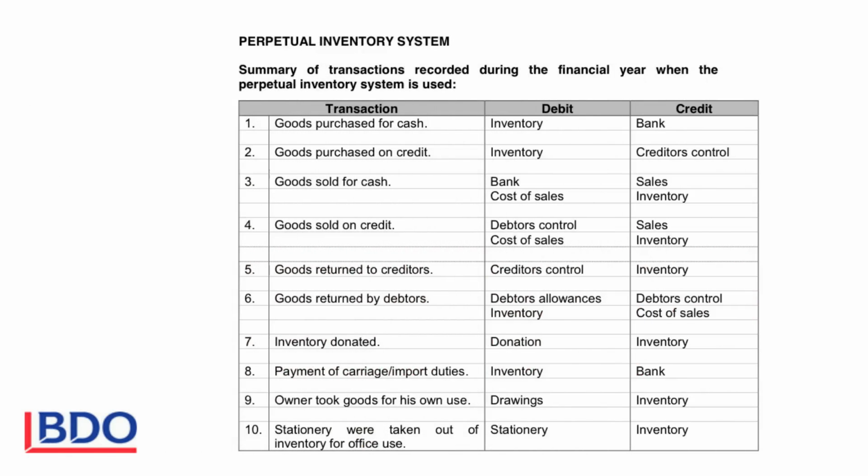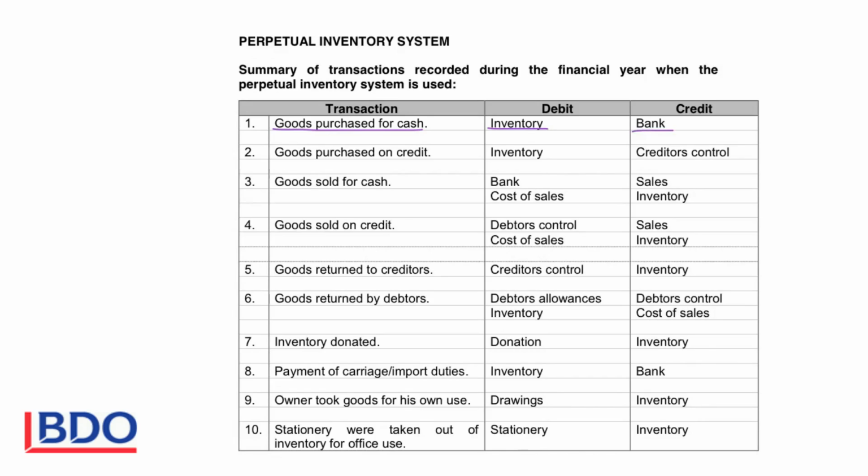Good morning. We will pay attention to the perpetual inventory system today and determine how the different transactions are recorded when the perpetual inventory system is used. If goods are purchased for cash, it means that we will increase inventory because in the perpetual inventory system, you use an inventory account the whole year and any movement of your inventory is recorded in this inventory account. And the bank account will be credited to reduce the amount of money in the bank.